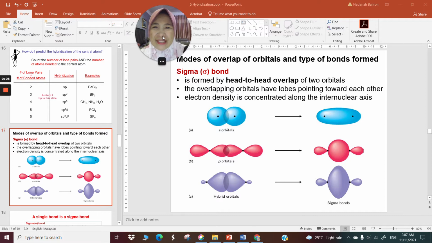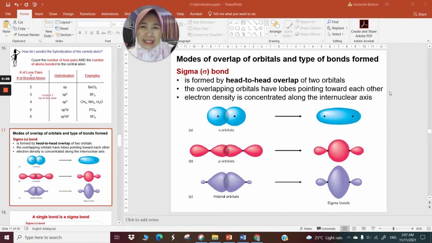This is my lecture 8 of CHM 577, and this is continuing on my lecture 7 previously. For lecture 8, I'm going to be talking about the modes of overlap of orbitals. Everybody understands already now that when two atoms are making a chemical bond, the orbitals will overlap. And depending on what type of overlap happens, you are going to get different types of bonds being formed.